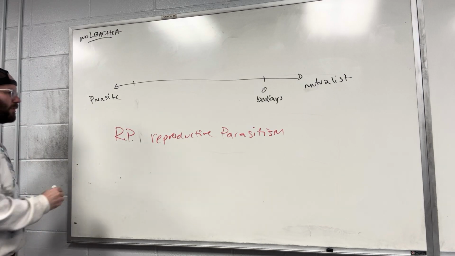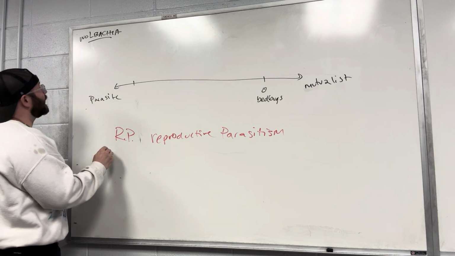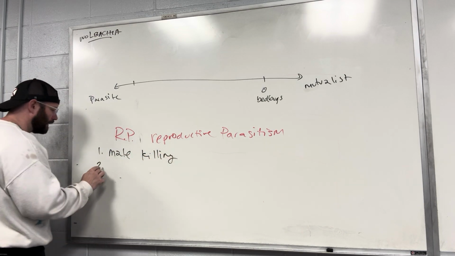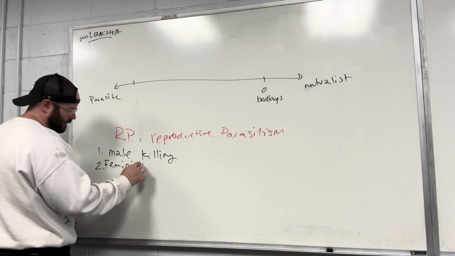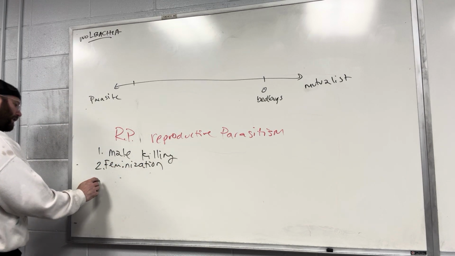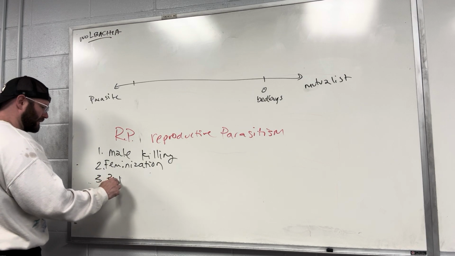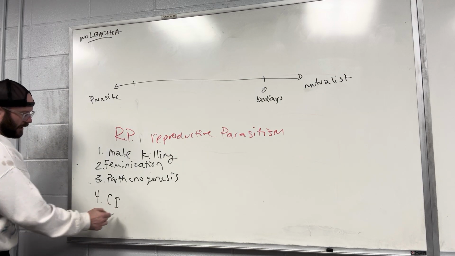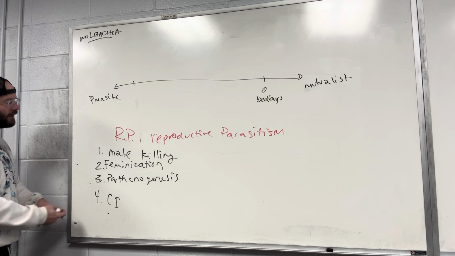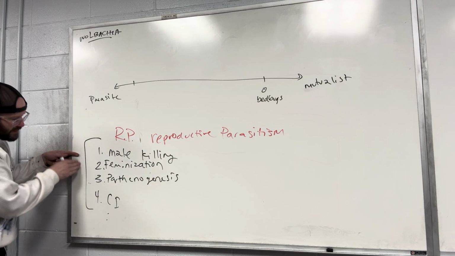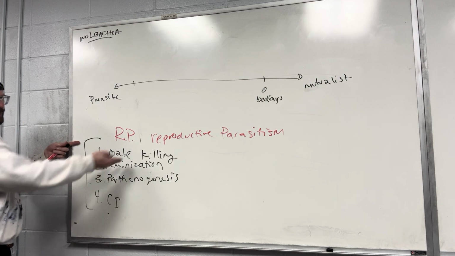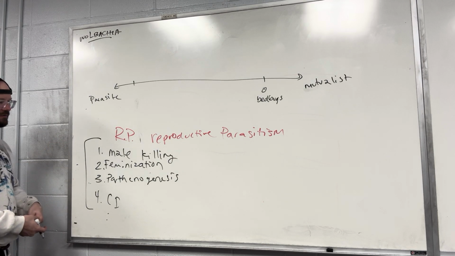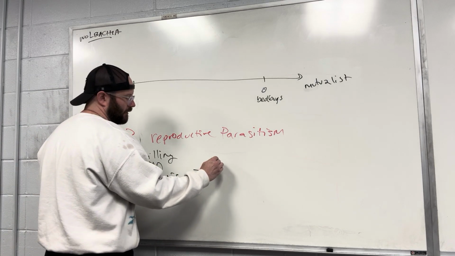So some of the different reproductive phenotypes are: male killing, feminization, parthenogenesis, and CI. And there's actually a few others, and they get more complicated. But in general, these different phenotypes are all reproductive manipulations, and they all serve one purpose, which is to create a situation where there's more females.